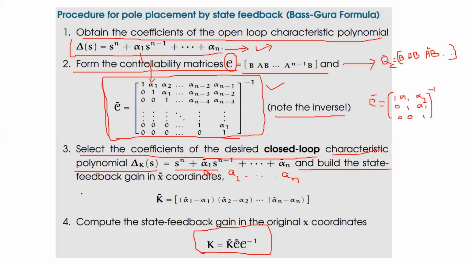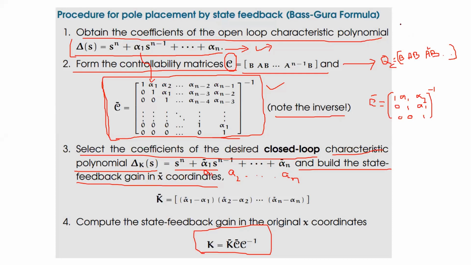And build the state feedback gain coordinates. Let us come to this one. What is the difference between the first polynomial and the second polynomial? The first polynomial we can obtain from the open loop characteristic polynomial, that is, from the state equation.